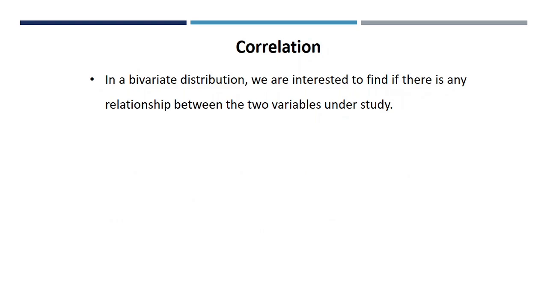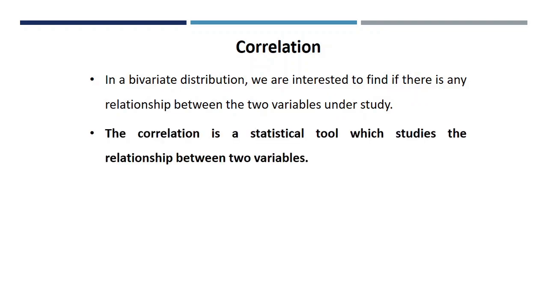In bivariate distribution, we are very much interested to find if there is any relationship between the two variables under study. For example, if we have the heights and weights of students of a class, is there any relationship between the height and weights? The correlation is a statistical tool which helps in this study, and it studies the relationship between the two variables.